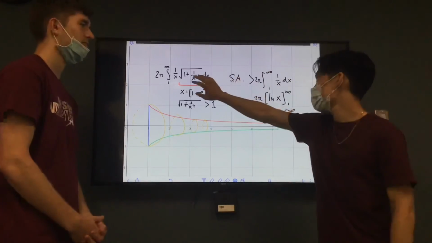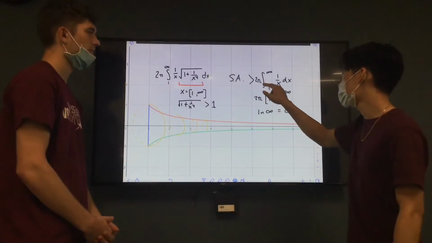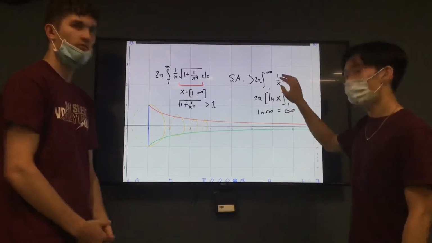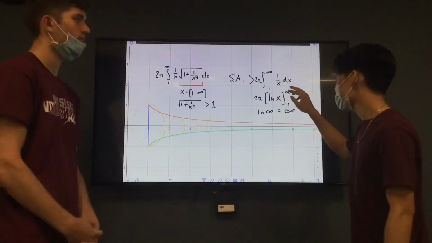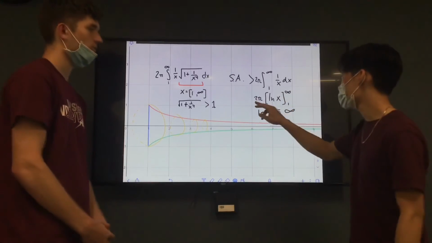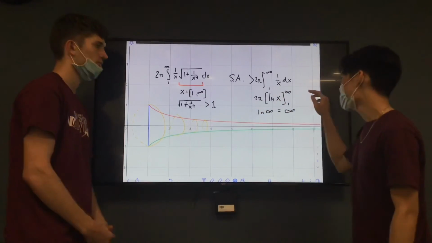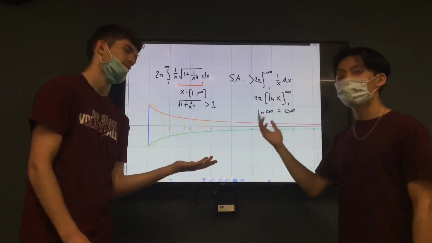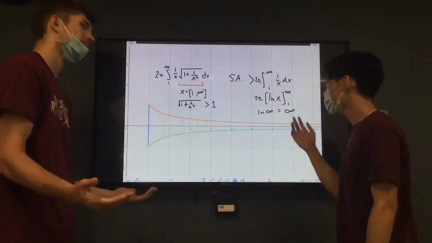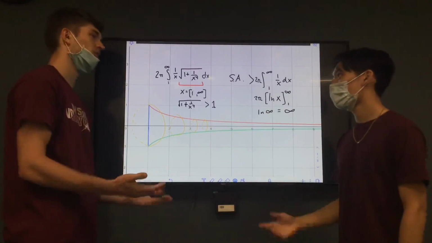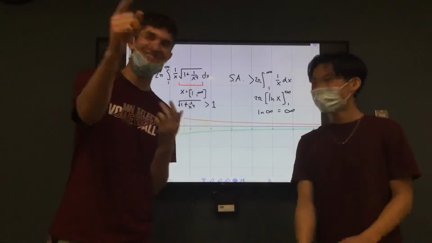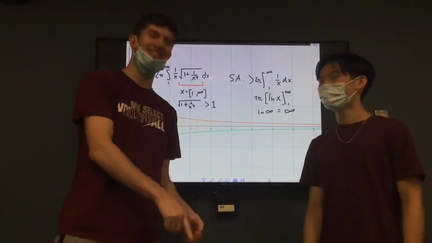So we have this surface area is greater than 2 pi times the integral from 1 to infinity of 1 over x dx. And doing that integral, we know that 1 over x turns into the natural log, so it's 2 pi times the natural log of x from 1 to infinity. And then obviously the natural log of infinity is infinity, and therefore the surface area is bigger than infinity. So it's infinity. Infinite surface area.